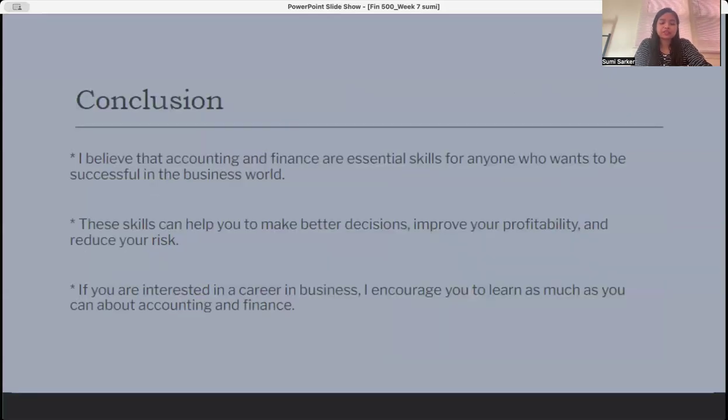I believe that accounting and finance are essential skills for anyone who wants to be successful in the business world. These skills can help us to make better decisions, improve our profitability, and reduce our risks. If we are interested in a career in business, I encourage everyone to learn as much as they can about accounting and finance.